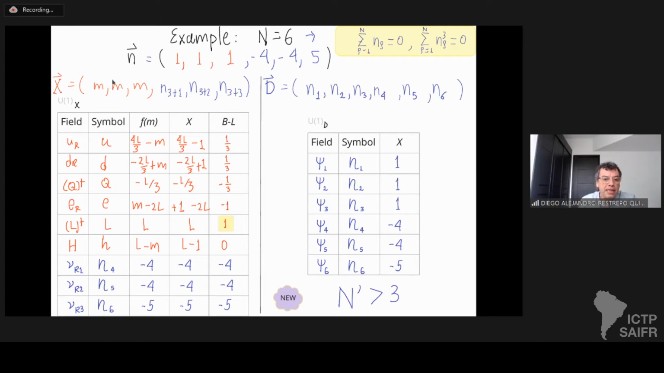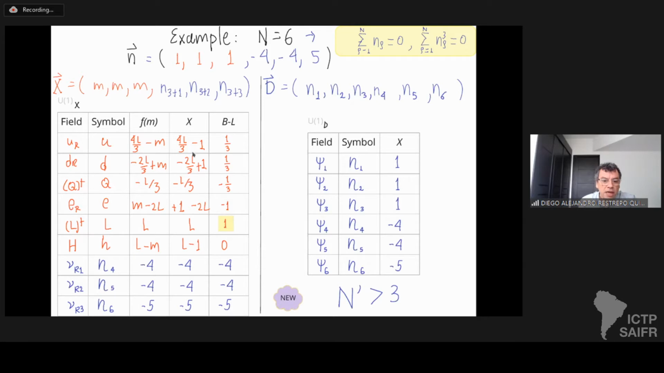So how can I build the standard model charges from this assignment? The right-handed up quark, the down quark, in general the quarks, the lepton, and the Higgs are expressed in terms of the corresponding symbol, and these X charges can be expressed in terms of the 2 free parameters M and L. Each one of the charges depends explicitly on M. Because here we have fixed the numbers for n, we have the general assignment for any U(1)X symmetry. So the assignment is here.